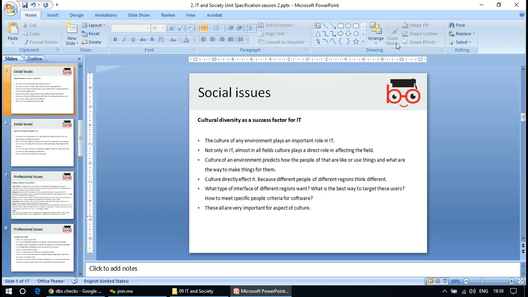Okay. Now, cultural diversity is a success factor for IT. So the culture of any environment plays an important role in IT. Not only in IT, almost in all fields. Culture plays a direct role in affecting the field. Do you agree? Absolutely. How?